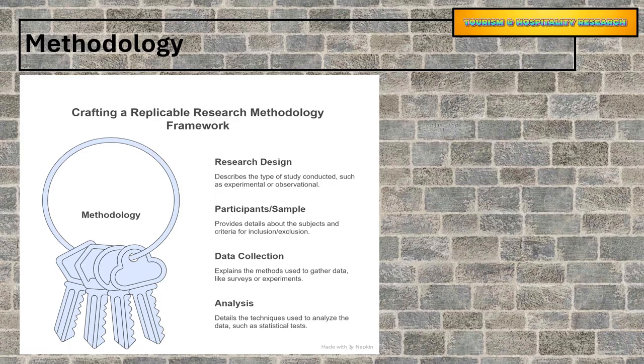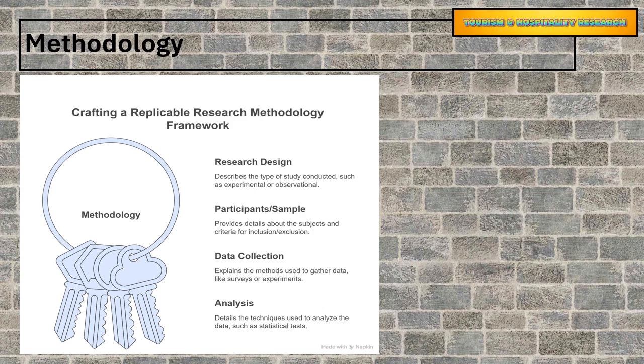The methodology or methods section describes the research design, the material, participants, procedures, and instruments which are used to conduct the study. This section should be detailed enough for the research to be replicated by others.